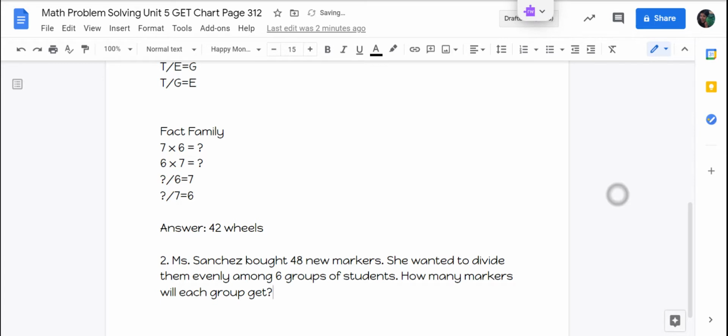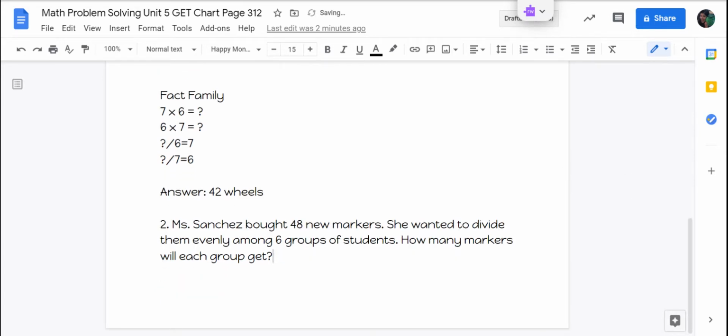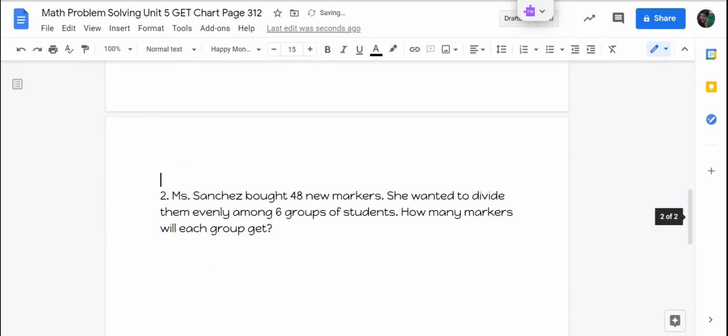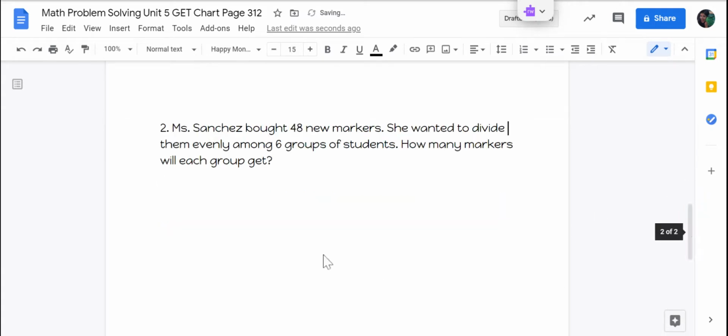So I read it, and then I also need to what? Before I get to the GET chart, reread it. All right, so Miss Sanchez bought 48 new markers. She wanted to divide them evenly among 6 groups of students. How many markers will each group get? All right, so do I care that they're new markers? No, but I know she has 48 markers. She wants to give them to 6 groups of students. I want to find out how many each group will get.